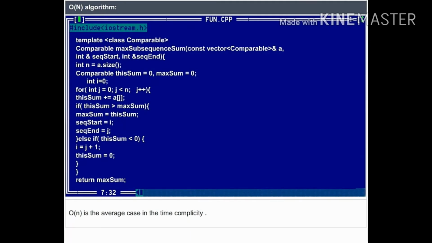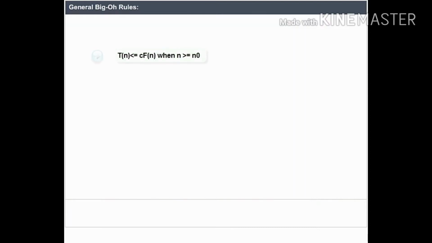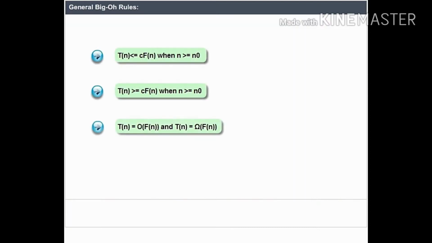O(n) algorithm. O(n) is the average case in the time complexity. If we use this observation, we obtain an improved algorithm with the running time O(n). Here, this algorithm provides the sample for the O(n) case, where every loop iterates only n times. General big O rules are listed below.